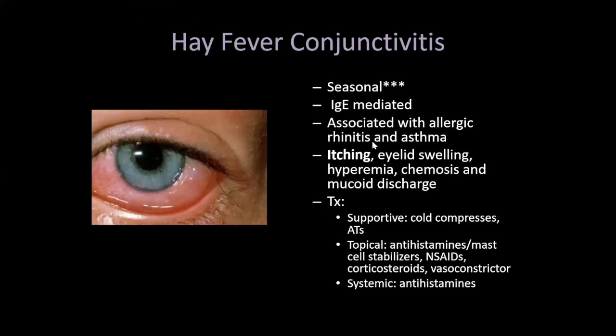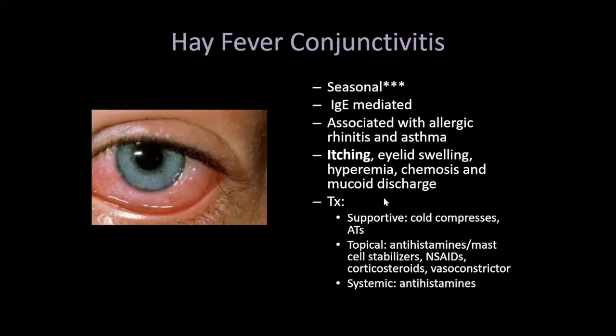Then we have the acute allergic forms. We have hay fever conjunctivitis, which is often seasonal, as the name indicates. It's a type 1 hypersensitivity, mediated, and therefore you have elevated levels of IgE. It often tends to be associated with allergic rhinitis and asthma. You have itchy eyes, eyelid swelling, hyperemia, chemosis, and then mucoid discharge. And this is quite typical of most of the allergic eye diseases.